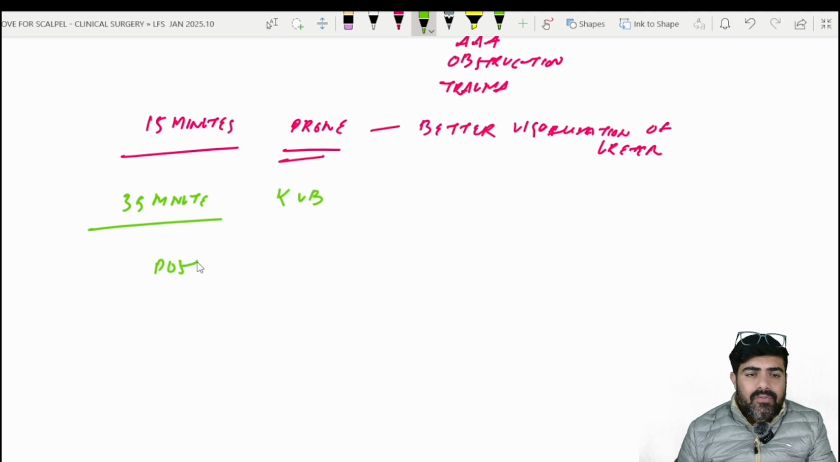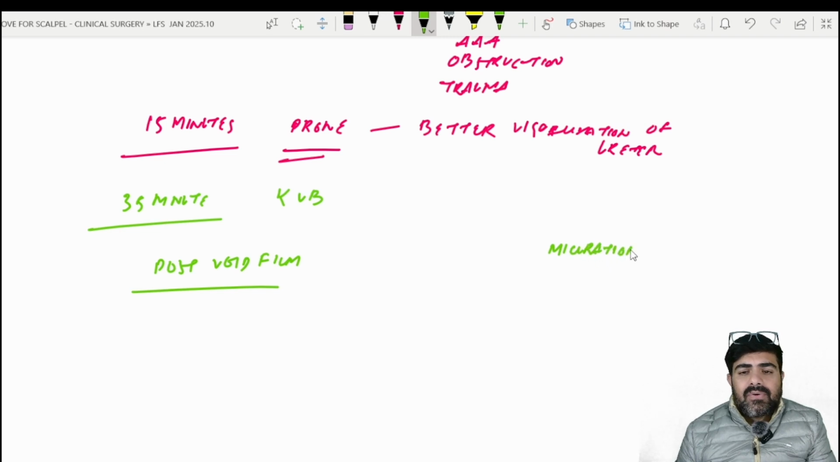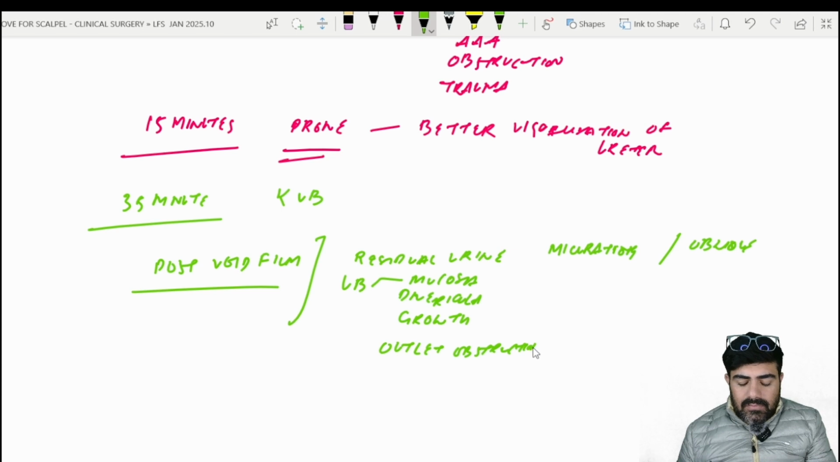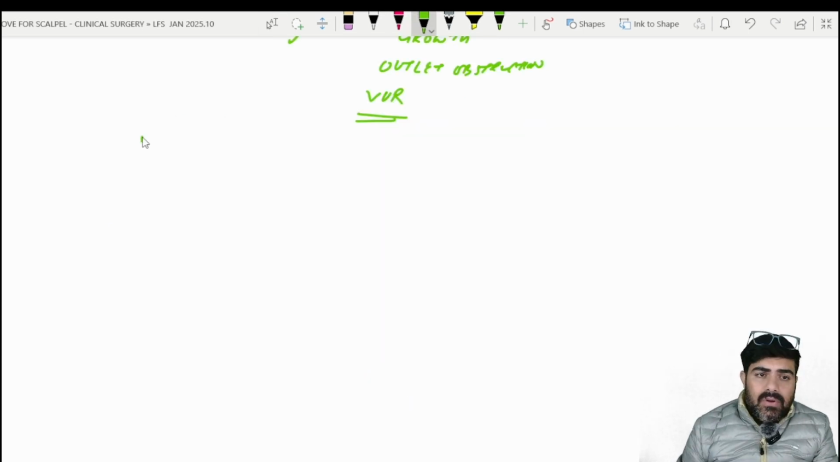Then is the post-void film. Besides, we can also take micturating films in oblique view. In the post-void film we can see residual urine, urinary bladder mucosa, diverticula, growth, outlet obstruction, and vesico-ureteric reflux. So this is seen in the post-void film.